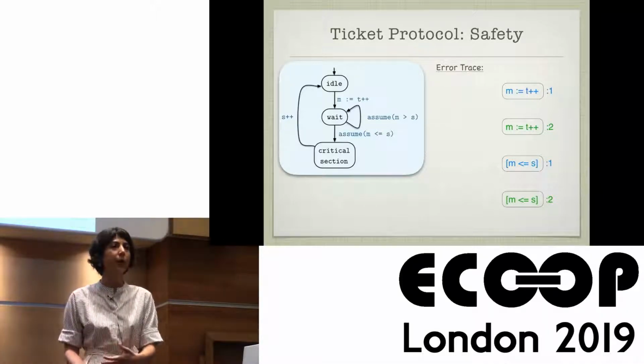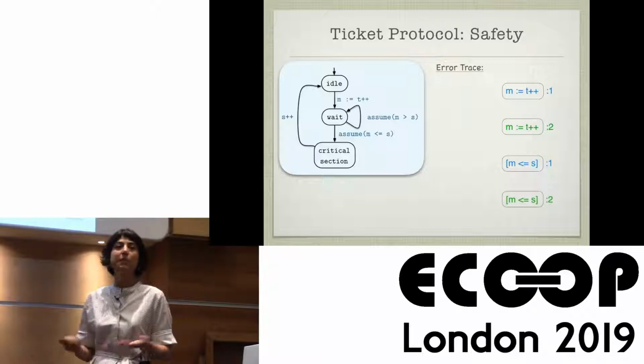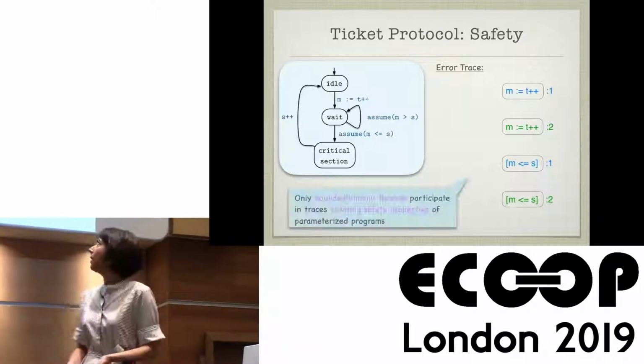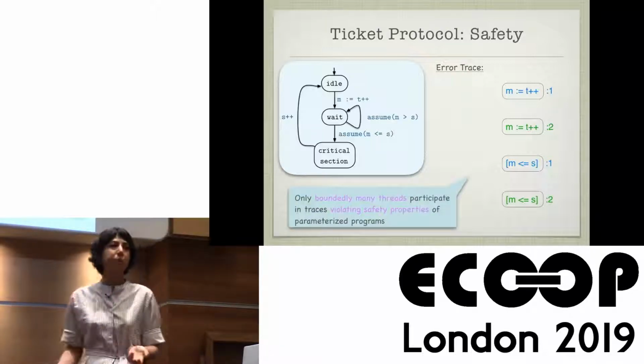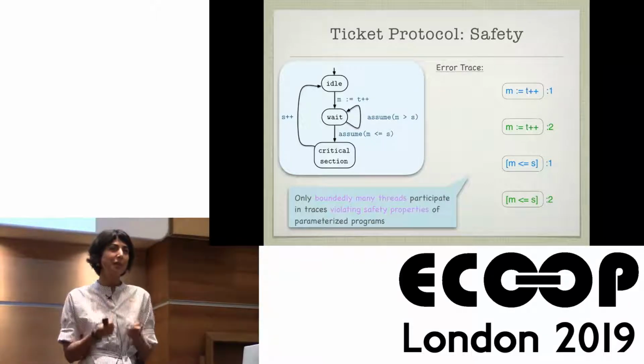If the code is correct, I should be able to prove this is an infeasible trace. This cannot happen. And this is a really, really simple case. I can easily give it a proof. But before I do that, I want to make a simple but really important observation right away.